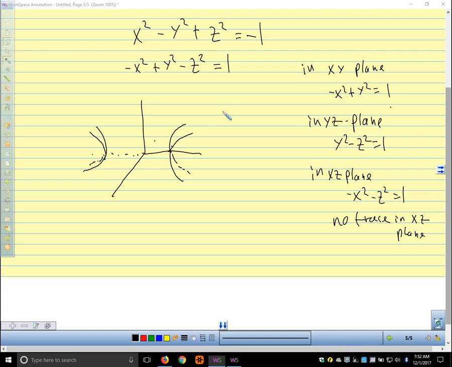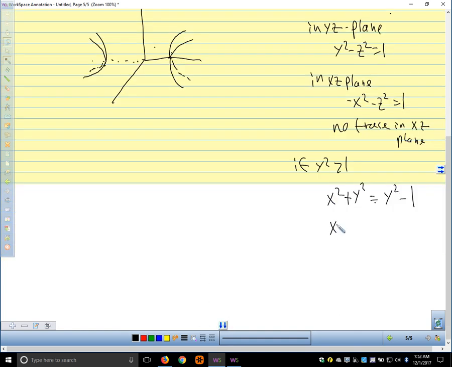But if y squared is greater than 1, we have x squared plus z squared equals y squared minus 1, just rearranging this. So if y squared is greater than 1, what do we have? x squared plus z squared equals a constant, right? For a particular value of y squared greater than 1. So what are those? Circles. So we get circles parallel to the xz plane.